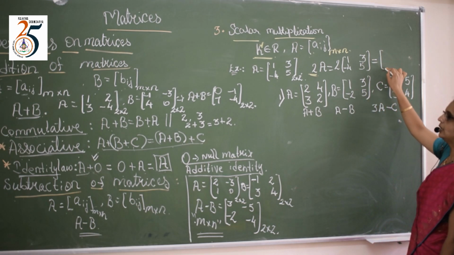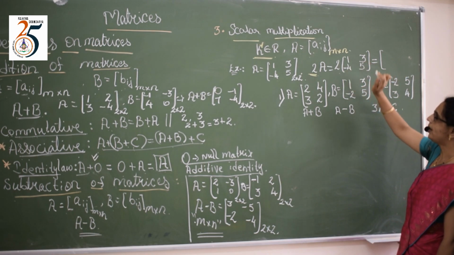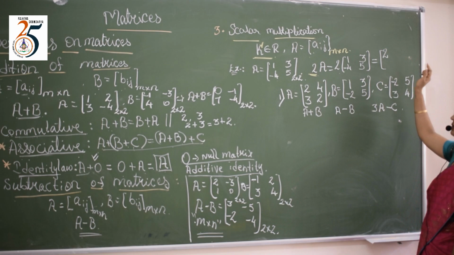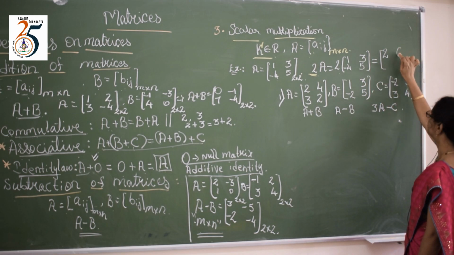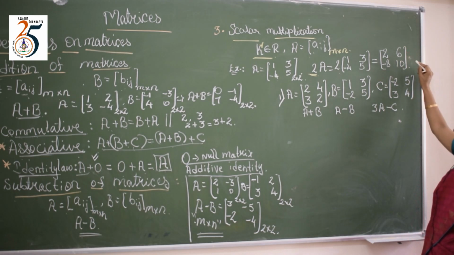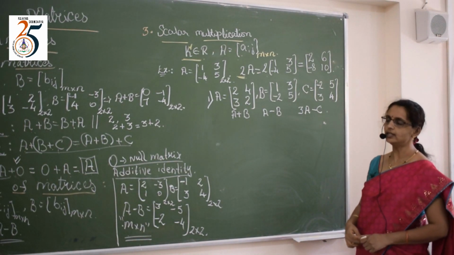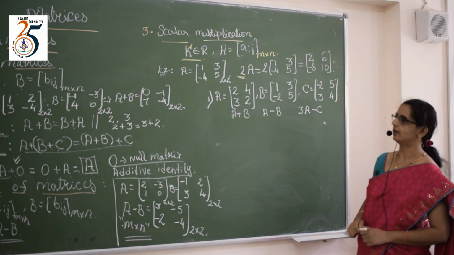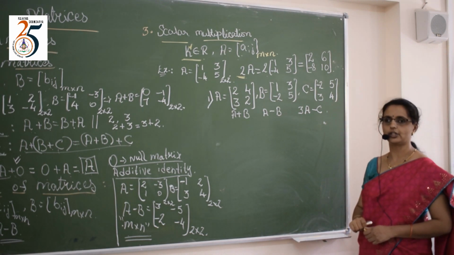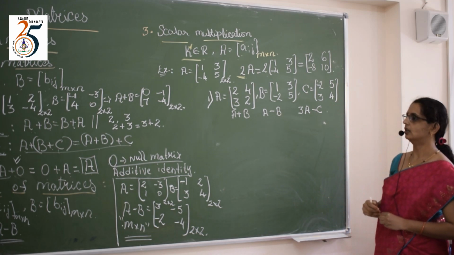Then, according to our theory, multiply 2 to every element. 2 into 1 gives us 2. 2 into 3 is 6. Minus 8, and this is our 10. So this is the multiplication of a given matrix with a scalar. Till now you have come across three operations: addition of matrices, subtraction of matrices, and scalar multiplication of a matrix. All these three I am going to summarize using a problem.